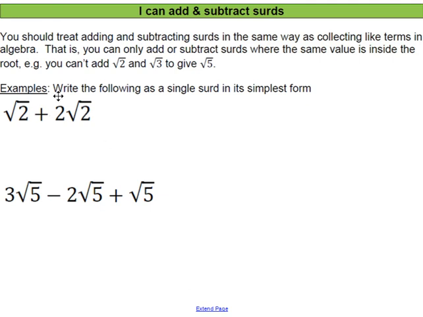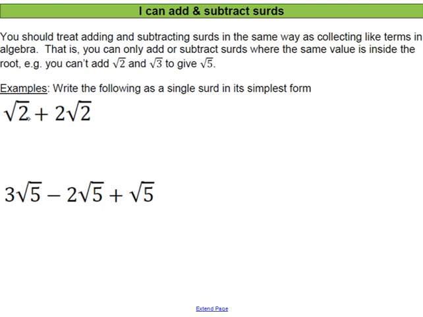So I couldn't, for example, add the square root of 2 to the square root of 3 to give me the square root of 5. I would simply just have the square root of 2 plus square root of 3, and I couldn't simplify that any further. So the first thing we want to do in order to add or subtract surds is we just want to check that we have the exact same value in the square root. Those are the only things we can combine together.